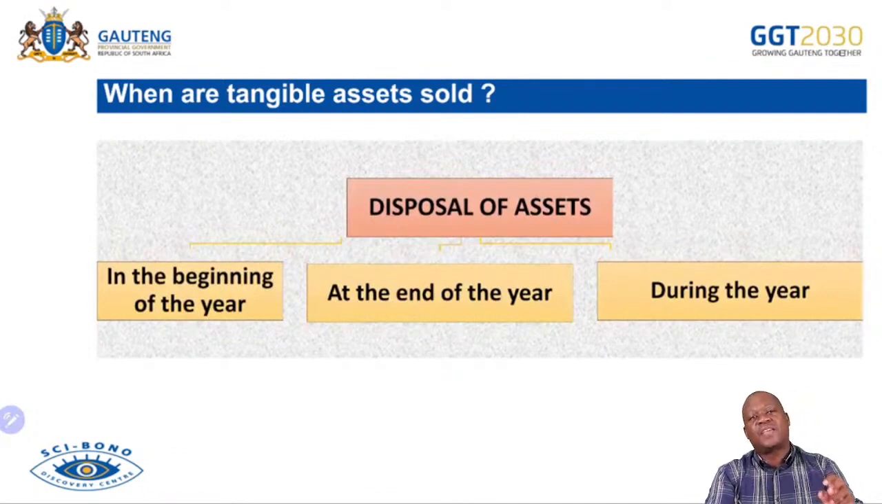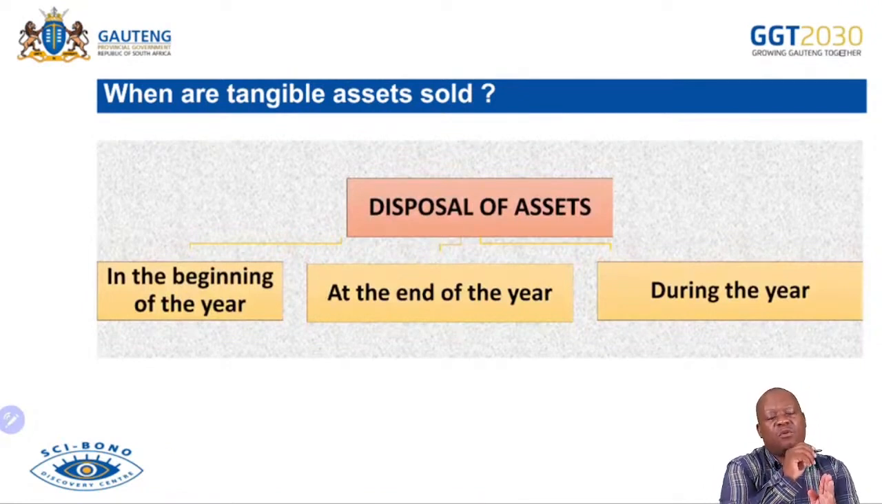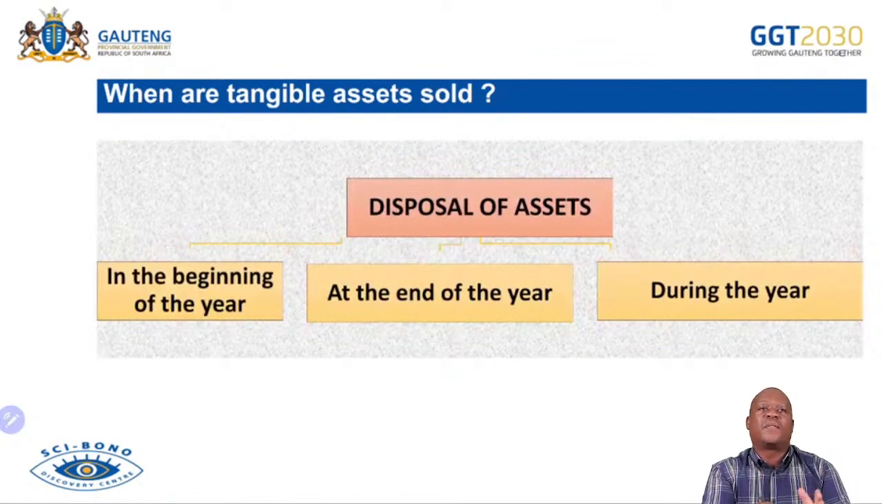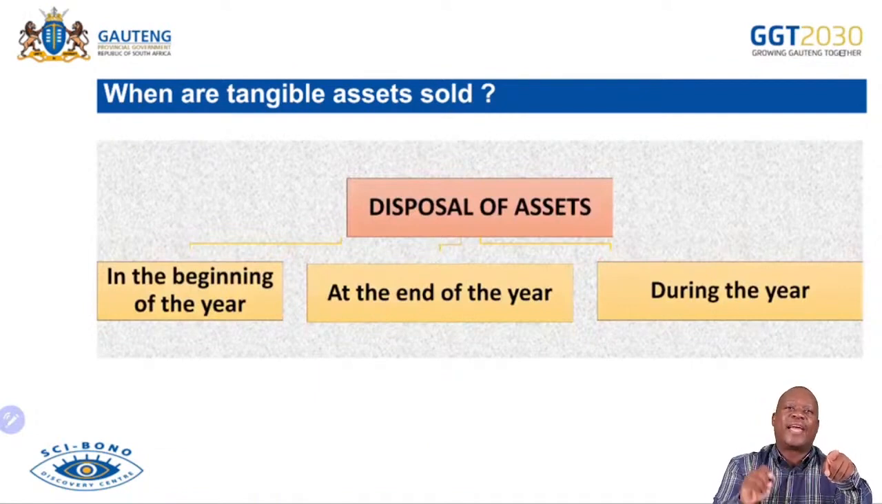Let's assume you have an asset that you are selling at the beginning of the year. It therefore means we can use the accumulated depreciation at the end of the previous year as our accumulated depreciation without a problem. But if an asset is sold during the year, it means the accumulated depreciation that we have at the end of the previous year needs to be adjusted to cater for depreciation that took place between the start of the year and the date of disposal. Very important. When the date changes, accumulated depreciation changes.